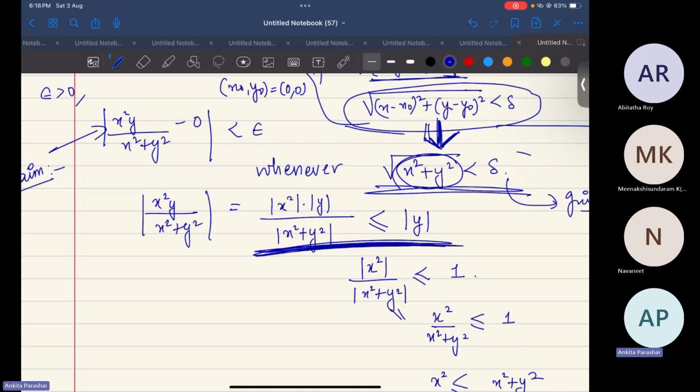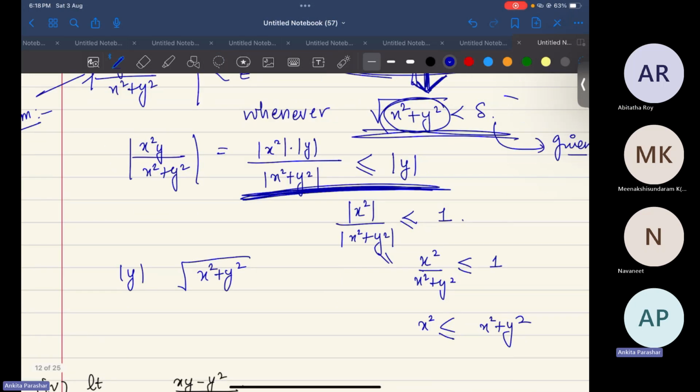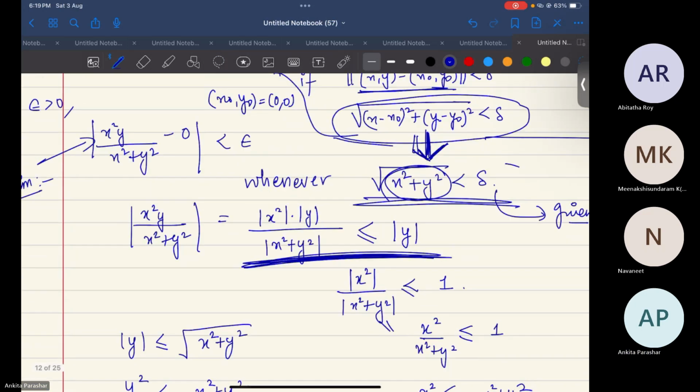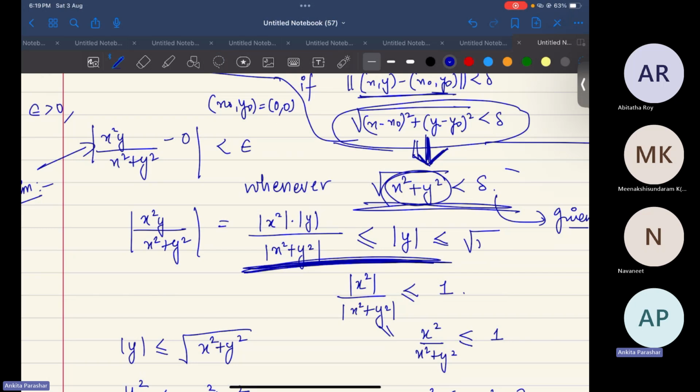Notice that if you want to relate mod y and x square plus y square, the most obvious thing to do is square both sides. Very good. Now can you relate? The left hand side is less than the right hand side. Therefore you can simply say that this is less than or equal to under root x square plus y square, which is strictly less than delta. Can I choose delta to be epsilon only? Are we done?